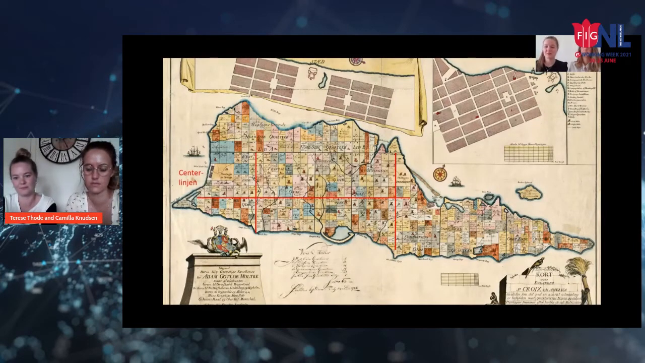Today, we see many prints from the Danish surveyors. For example, the center line, which is now the main road on the island, and many of the names in the quarters are still the same today.